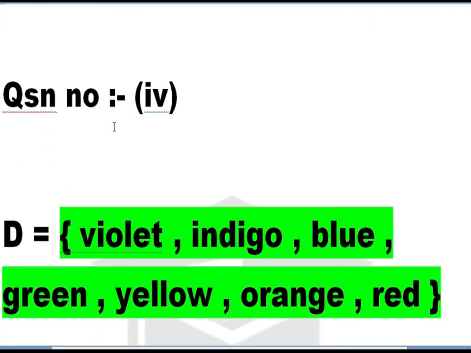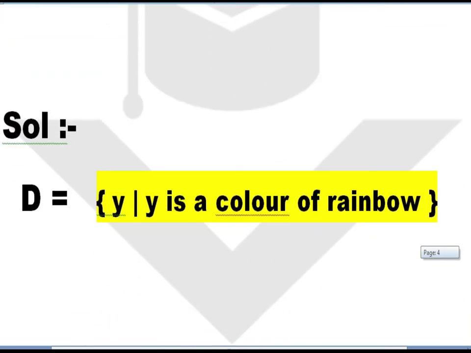Question number 4. Let's go to question number 4. D is equal to the set of violet, indigo, blue, green, yellow, orange, red. What are they? Come on, fast. Hope you got it. 7 colors. 7 colors means rainbow. These are the colors of the rainbow. Very nice. Why? Such that y is a color of the rainbow.